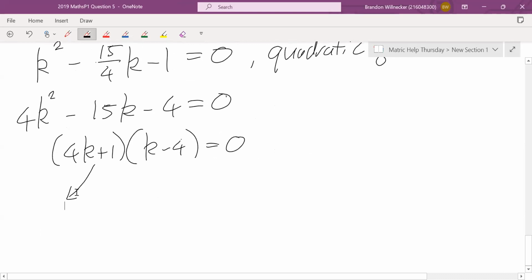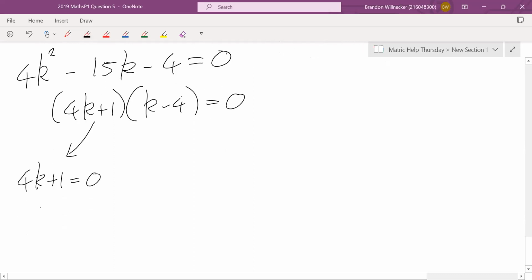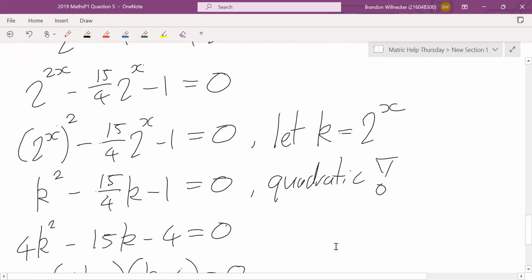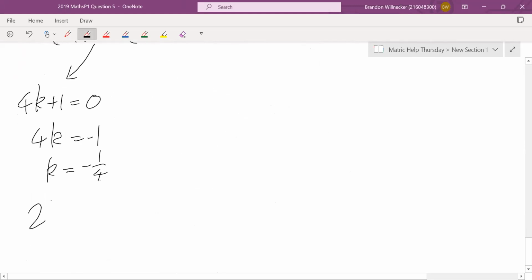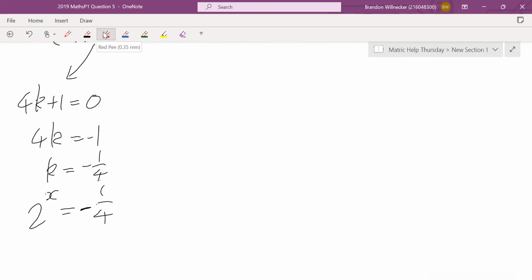So this first one becomes 4k plus 1 is equal to 0. So 4k is equal to minus 1. k is equal to minus 1 over 4. But remember, what was k? Back over here, k is 2 to the x. Okay, so we've got 2 to the x is equal to minus 1 over 4. Oh, that's a big problem though, because 2 to the x is never negative. So it can never be equal to minus a quarter. So we immediately throw that away.